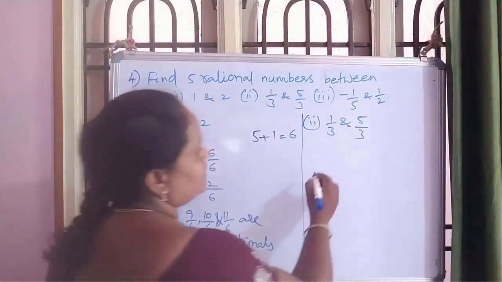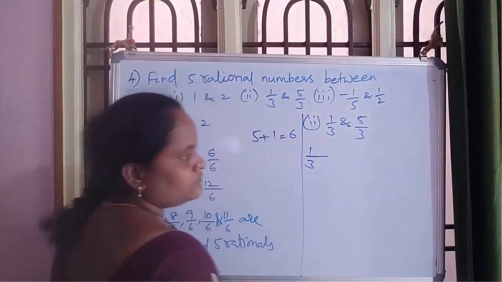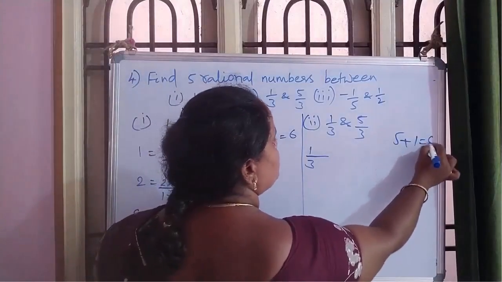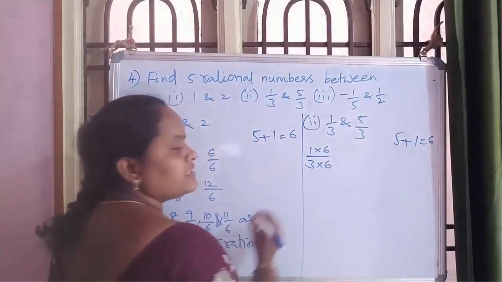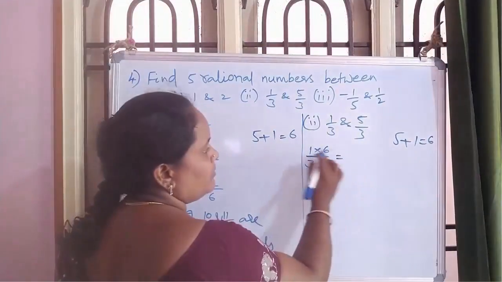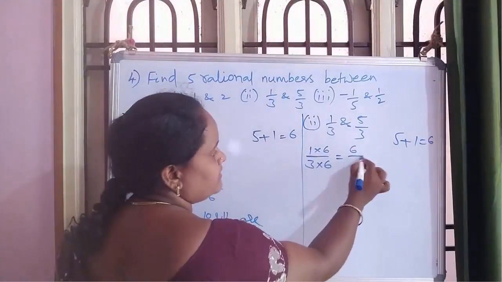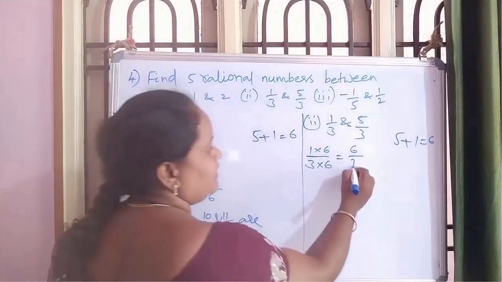Like this only it also can be done. So here, 1 by 3, 5 rational numbers are asked. So 5 plus 1, that is 6. With the 6 I need to multiply in the numerator as well as in the denominator. So in the numerator I get 1 into 6, 6. In the denominator I get 3 into 6, 18.